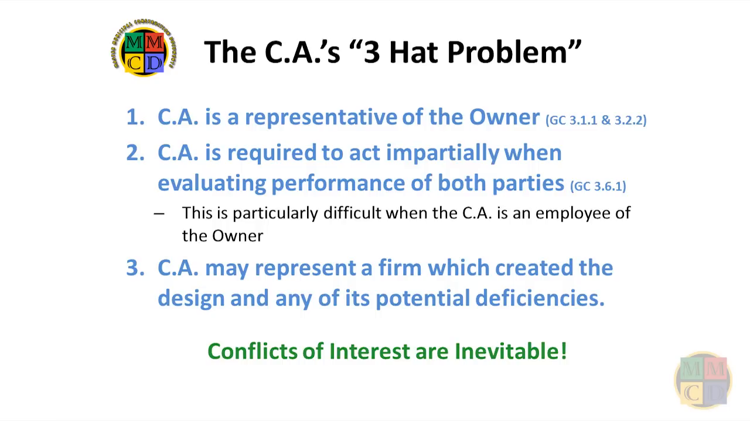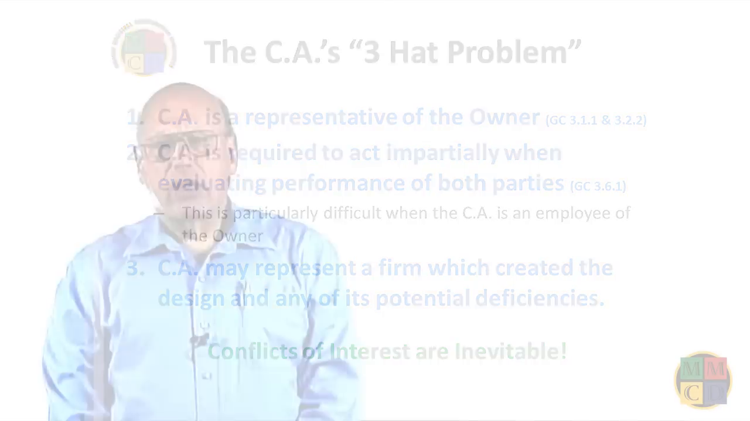In the third role, the CA may be a representative of the firm which did the design of the project. In this role, the CA must ensure that the construction of the project does not compromise the design assumptions and parameters. Given these three roles, conflicts of interest are, unfortunately, inevitable. This situation becomes even more difficult when the CA is a representative of the owner or the design firm.